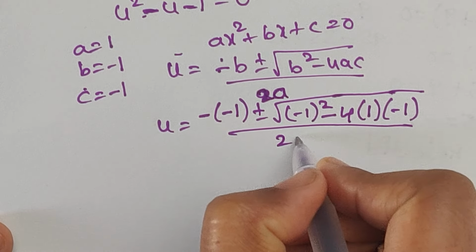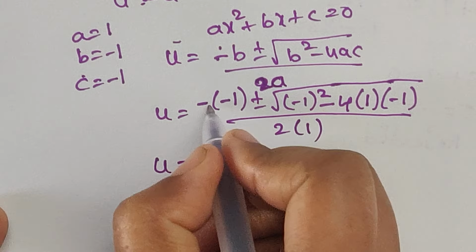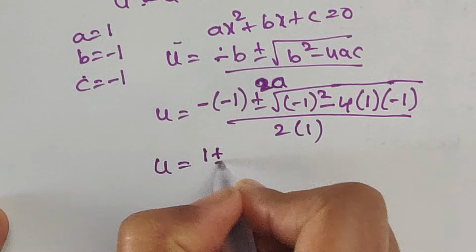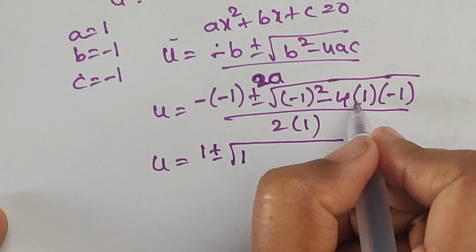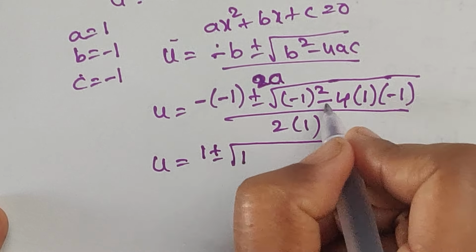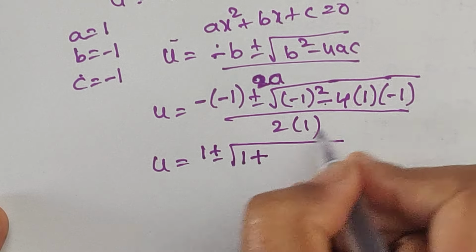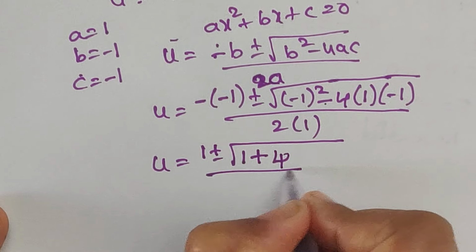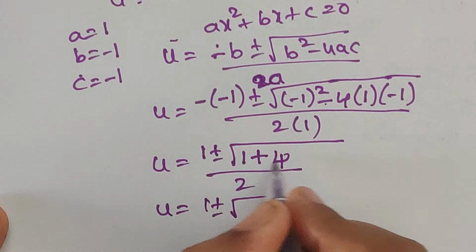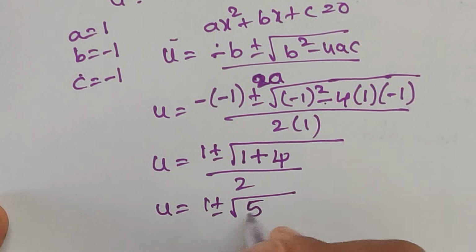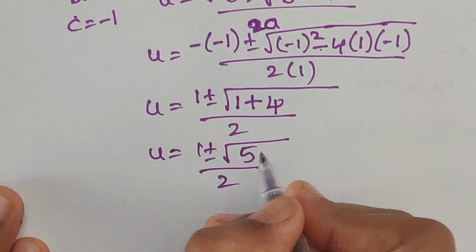So u equal, minus b value is minus minus 1, plus or minus square root of minus 1 square minus 4, a value is 1 and c value is minus 1, divided by 2 times a value 1. So u equals 1 plus or minus square root of 1, minus 4 times 1. Here minus minus will become plus. So 4 divided by 2. So u equals 1 plus or minus square root of 1 plus 4, which is equal to 5, divided by 2. So now split this solution as two parts.